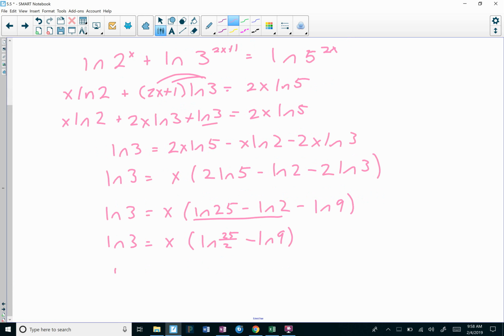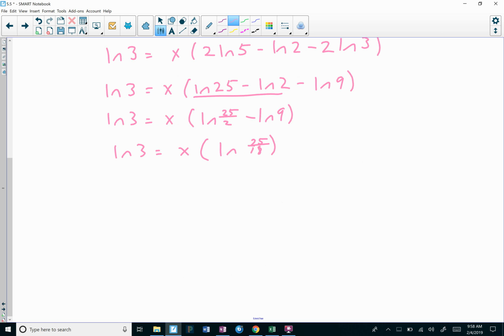Now, when I divide those, it's the same thing as subtraction. I'm going to do division. You can use your calculator, but remember you're dividing by 9, which is the same as multiplying by 1/9, the reciprocal. So I'm getting 25/18. And that does not reduce, but if it did, we would.